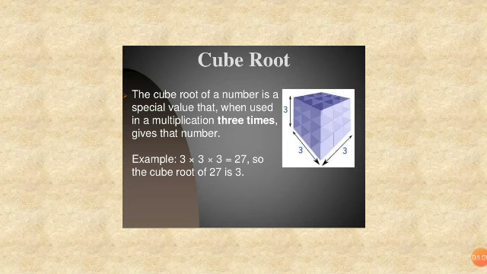Cube root. The cube root of a number is a special value that, when used in a multiplication 3 times, gives that number. For example, this is a cube, and cube means height, base, side are equal. So 3 into 3 into 3: 3 3s are 9, 9 3s are 27. So the cube root of 27 is 3, because when 3 is cubed we get 27.